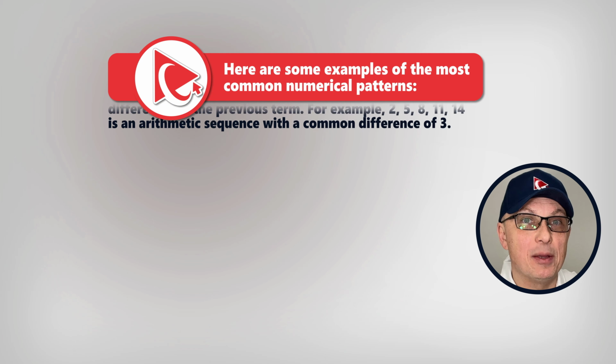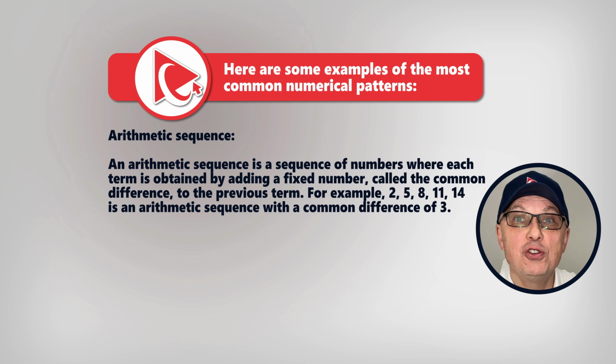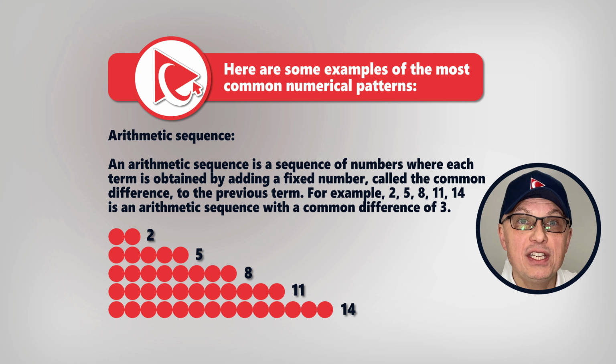One of the most popular patterns is the arithmetic sequence. The arithmetic sequence is a sequence of numbers where each term is obtained by adding a fixed number, called the common difference, to the previous term. For example, numbers 2, 5, 8, 11, 14 represent an arithmetic sequence with a common difference of 3.